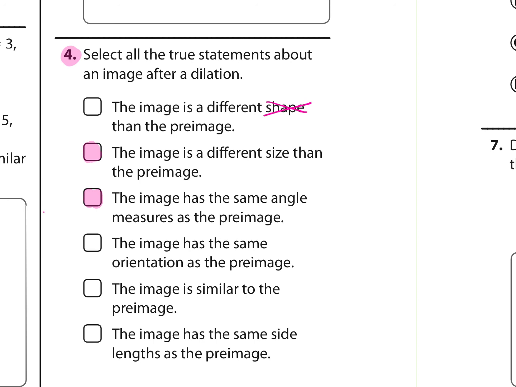4 says the image has the same orientation, as in it didn't change by flipping, turning, or just translating. That's true. If it's just a dilation, it won't do those things. The 5th choice says this image is similar. That's true. And the last choice says the image has the same side lengths as the pre-image, and that's not true. The side lengths do change.